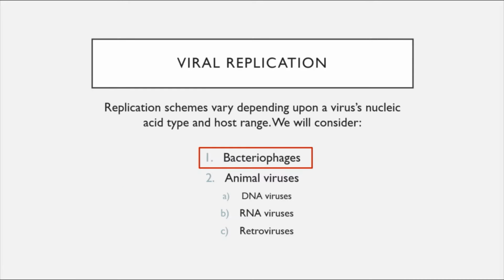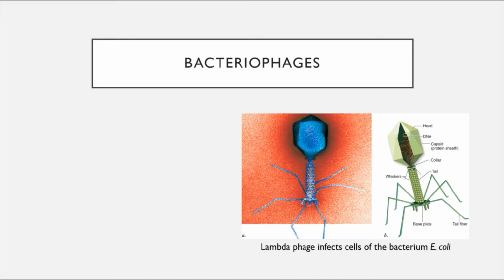Now, as I said, the replication cycle can exhibit variations, even though it has the same basic series of steps. And so we are going to look at a few different types of viruses that vary in their nucleic acid and their host range. We're going to take a look at bacteriophages and animal viruses. And within the category of animal viruses, we are going to look at DNA viruses, RNA viruses, and retroviruses. But we'll start first with bacteriophages. So bacteriophages have bacteria as their hosts.